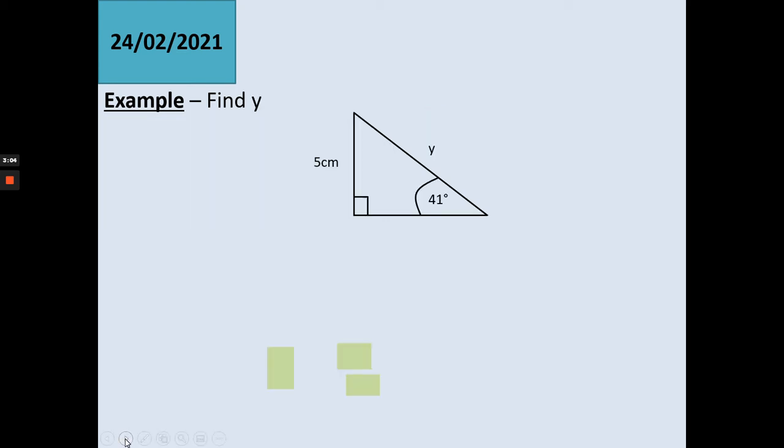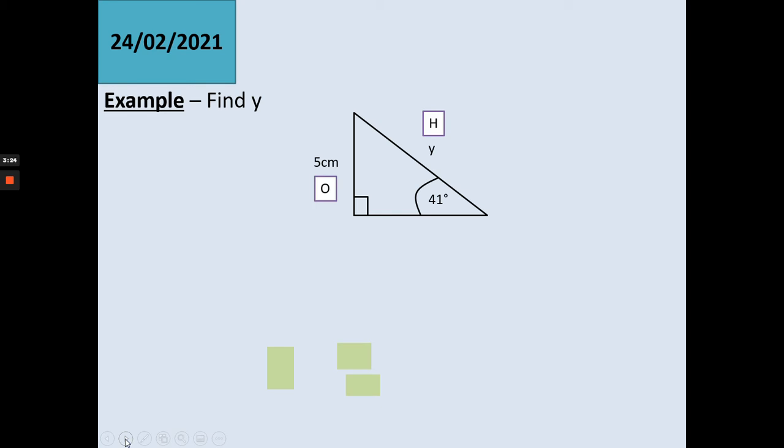Right, another example. Let's have a look at this one. We're looking for y this time. We've got an angle and a side. Let's work out which sides we've got. We've definitely got a hypotenuse. Look, that's the longest side, opposite the right angle. We've got an angle and we've got the side that is opposite the angle, so that's the opposite side.